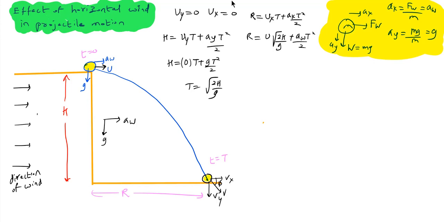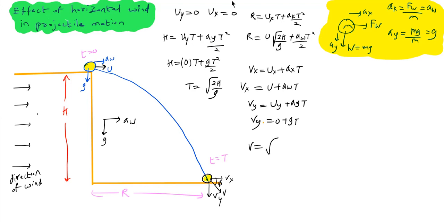And what about the speed? With what speed will it come and strike the ground? Vx equal to ux plus ax into t. This will be u plus a_w t. What is Vy? Vy equal to uy plus ay into t. This is 0 plus gt. So what is the speed? Vector sum of horizontal as well as vertical component. So what is V? The speed with which it will come and strike the ground, this quantity.